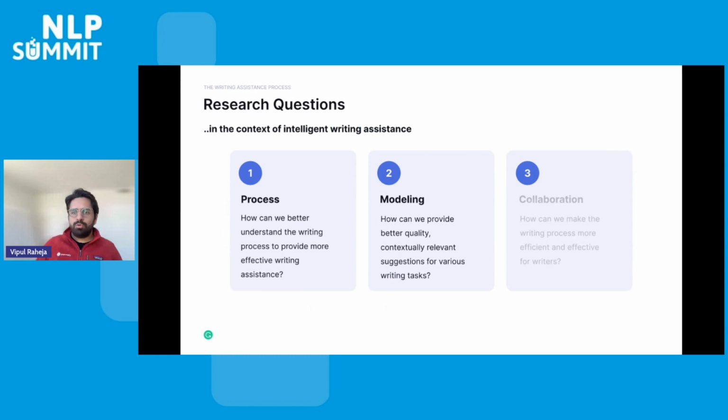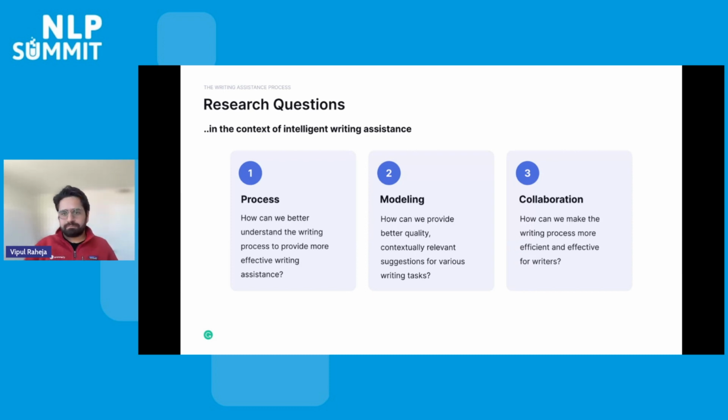So therefore, the new paradigm of writing assistance brings with it a lot of challenges. And in reality, while we're quite far from addressing these challenges, we are still in the phase of understanding the writing process and the changing writing assistance process. And therefore, while there's a long way to go, we've still made some progress in the direction of understanding the first thing, which is the writing process itself. Secondly, modeling the writing process to provide better writing assistance.